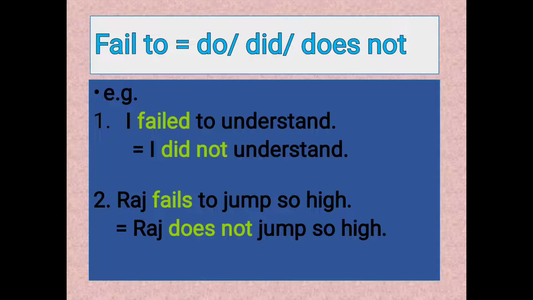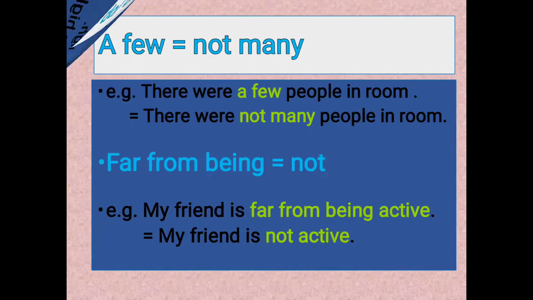"Fail to." Let's see an example. I failed to understand. Now this given sentence is in past tense, so we have used "did not." I failed to understand. I did not understand. Raj fails to jump so high. Now this is simple present tense, so we have used "does not." Raj does not jump so high.